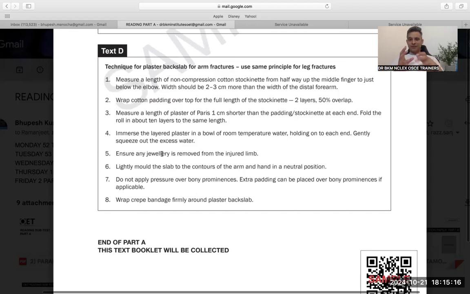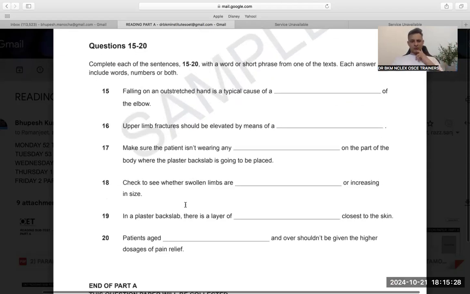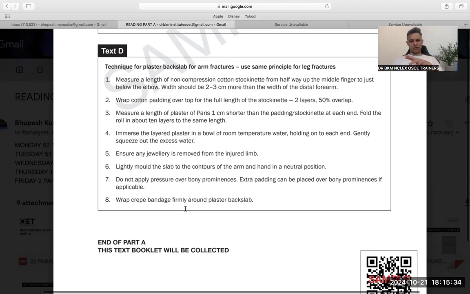So please try to understand, listening part A and reading part A, you have to go for the words prior to the blank and after the blank, because prepositions and words like articles are there to help you. Then if I go for this word of, now this is a preposition. In the plaster back slab, there is a layer of dash closest to skin. So in the plaster back slab, layer of dash, a word is given somewhere, layer of layers.